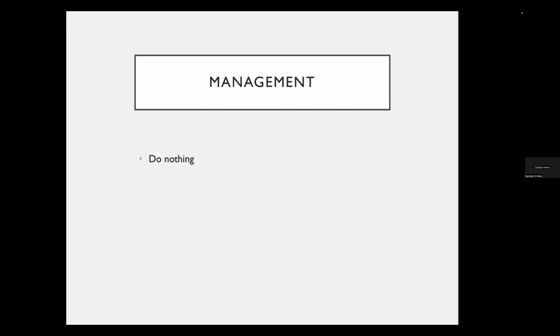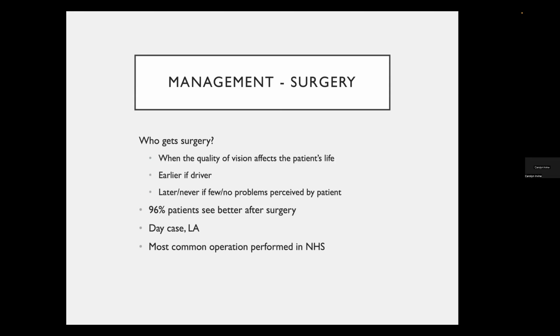So what do we do? Often, we don't actually need to do anything. We do an operation if it's affecting the person's vision or they want to carry on driving. I put 96% of patients see better after surgery. The updated results from the College of Ophthalmologists for our trainees who are leaving the training scheme, they have to audit 300 of their cataract operations, and their own individual audit results need to show a complication rate of less than 2%. So in fact, even for our trainees, there's a very high success rate.